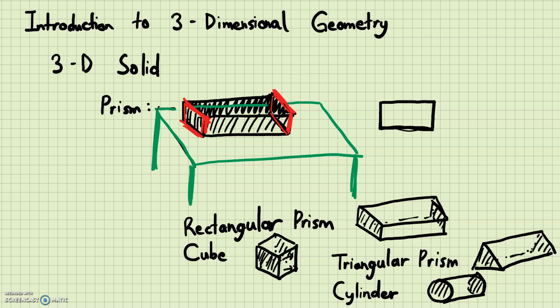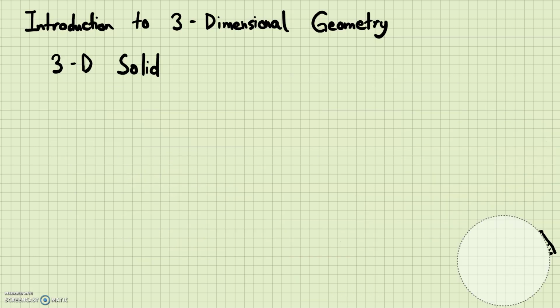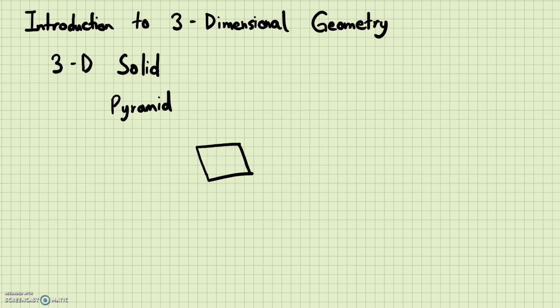And then next we have the pyramid family. So instead of extending the two-dimensional shape, we have the two-dimensional shape, let's say a square on the floor. And then above the square, we have a point. And imagine each of the vertices of the square are being connected to that point. That is called a pyramid. In this case, this is a square pyramid.